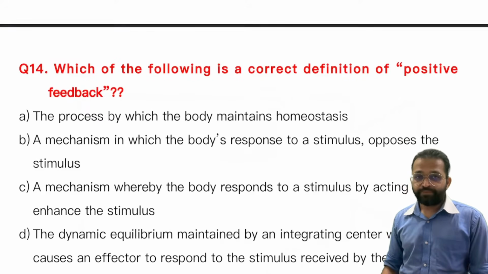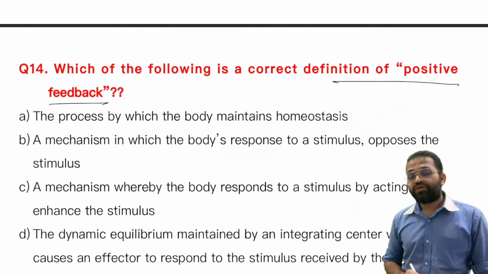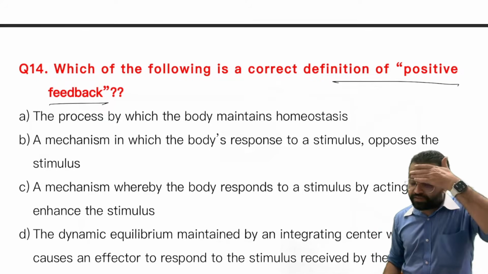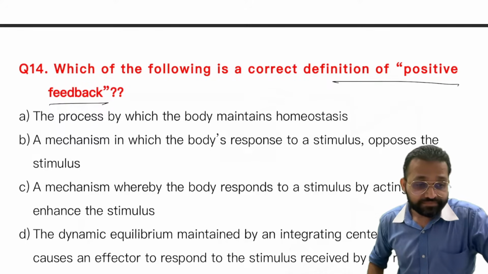Which of the following is the correct definition of positive feedback? You know, in our body, the maximum cycles are negative feedback. Okay.